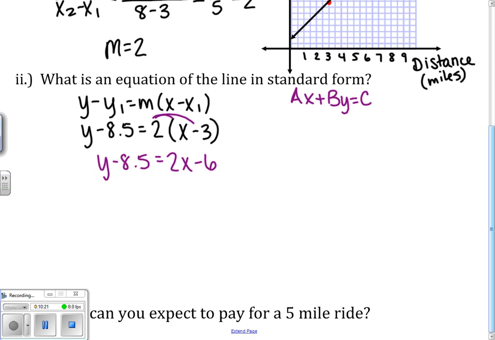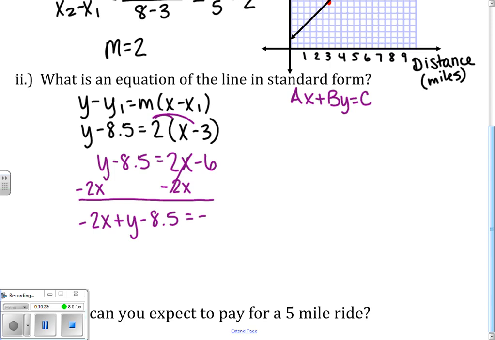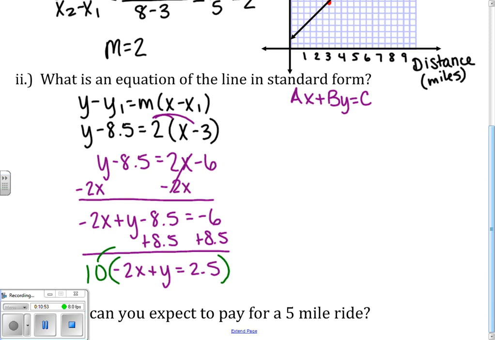I want the constants on the right and the x's on the left, so I'm going to subtract 2x next. That gives me negative 2x plus y minus 8.5 equals negative 6. Make sure that you carry that negative with the 6. I'm going to add 8.5 to both sides. I get negative 2x plus y equals 2.5. I have the right order now. I just have to get rid of that decimal. Remember, the lesson on standard form says multiply by a power of 10. So I'm going to multiply by 10. I only need to move one spot. I end up with negative 20x plus 10y equals 25.